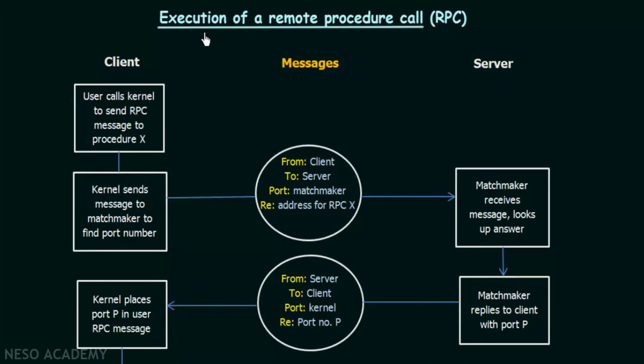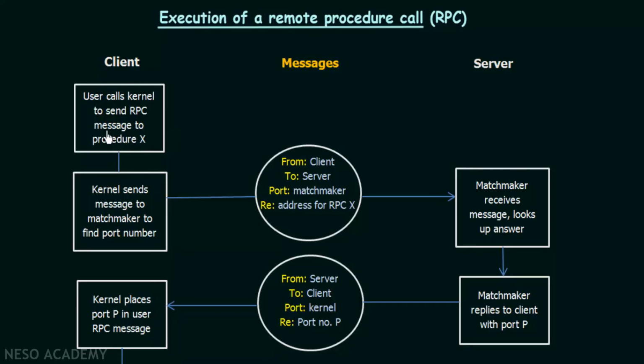So here I have a diagram which shows the execution of a remote procedure call, RPC. On the left side we have the client, and on the right side we have the server, and in between we have the messages which are sent either from the client to the server or from the server to the client. On the client side, the user calls the kernel to send an RPC message to procedure X. So the user needs the service of some procedure which we call X from the server. The server is some other system that is remotely located somewhere else. So the user wants to use that service, and the name of that service is procedure X.